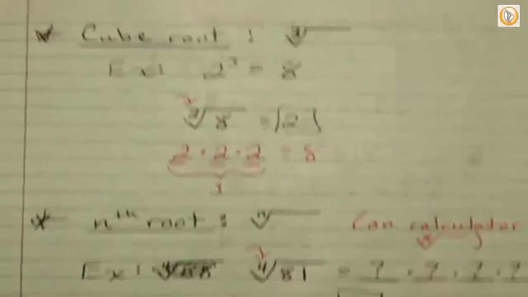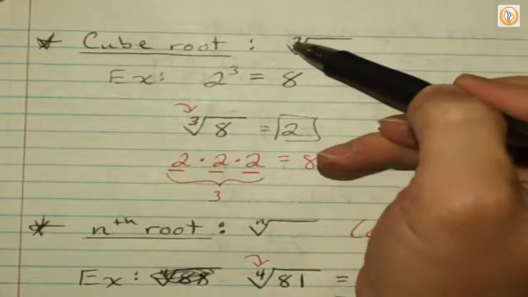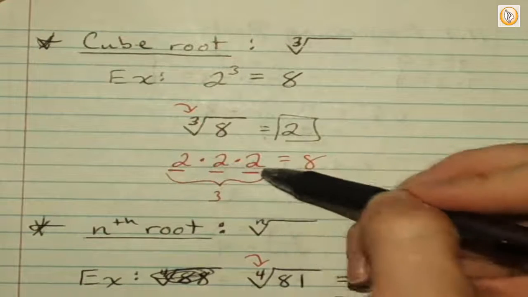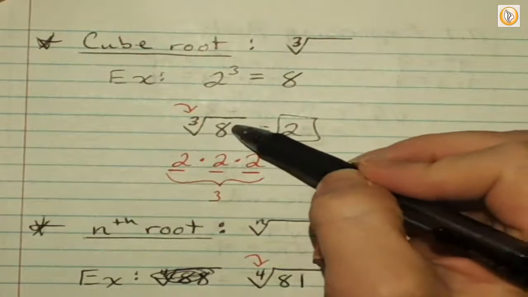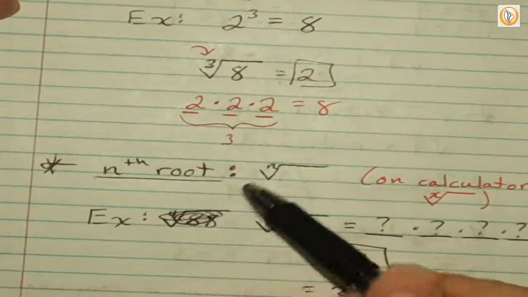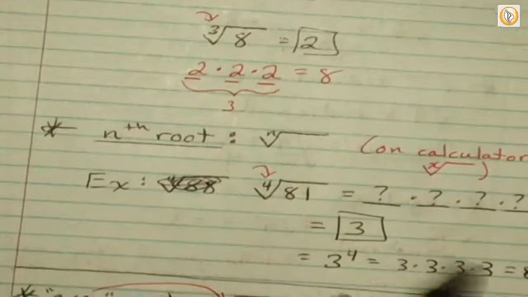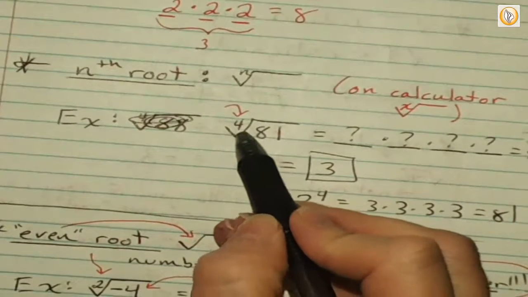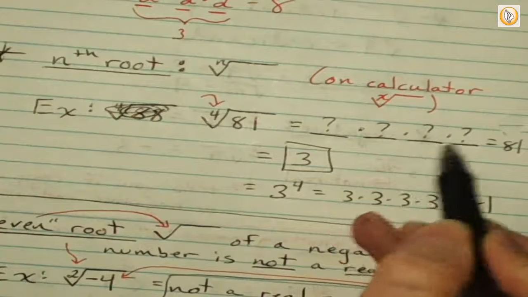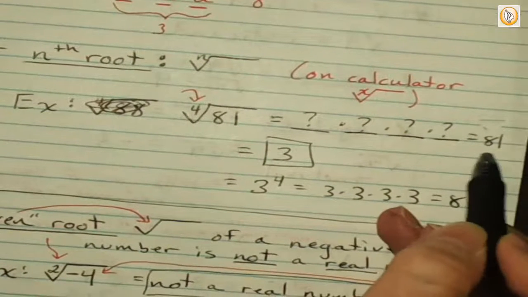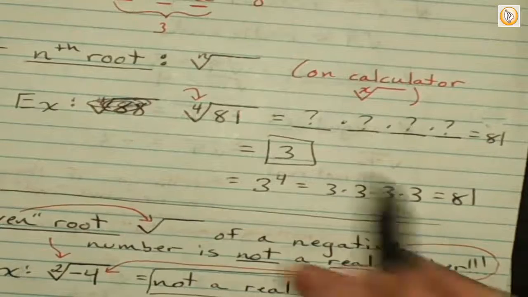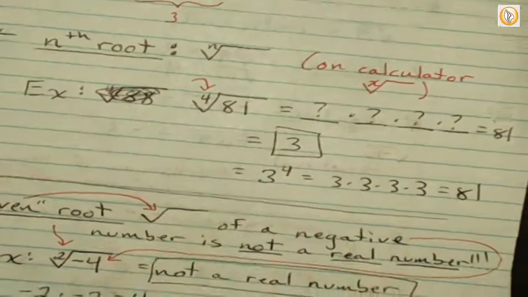Okay, and then we talked about cube root. If there's a little 3 there, that means what number times itself 3 times will give you the radicand. Okay, nth root, we talked about that, it could be 4 or 5 or whatever. Here's an example if the root is 4. So what number times itself 4 times will give you the radicand, which was 81, and the answer was 3, because 3 times itself 4 times gives you 81.